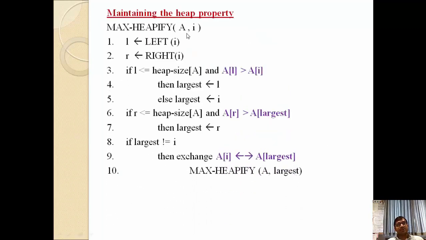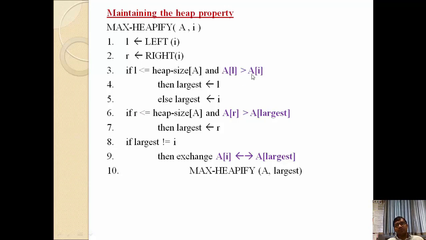In the max heapify function, we need to check the left as well as the right child. Both the left and right child must have a smaller value than the parent node. So the parent node must be larger. We need to verify. So we need to identify first the left child, that is L, and the right child, that is R. The value of L must be inside the tree. It means that the index of L must be inside the array.